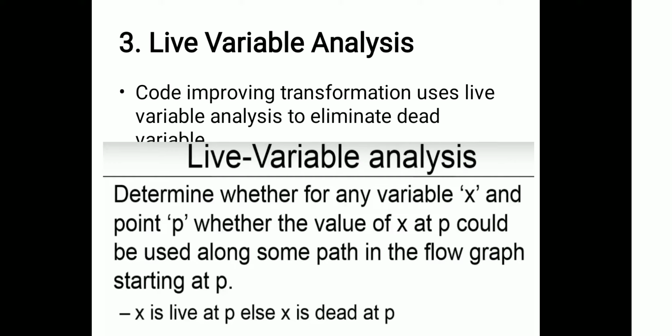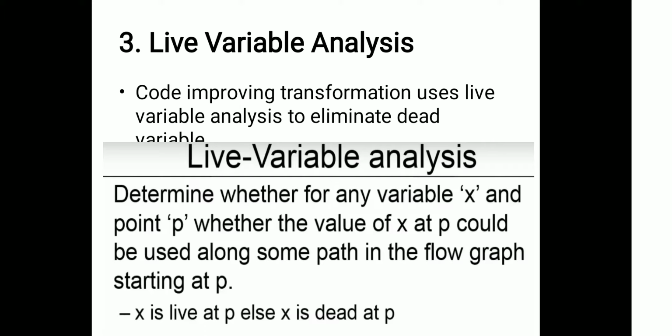Now, live variable analysis. The code improving transformation uses live variable analysis. So which variable is live and which variable is dead, okay. For this purpose, if a dead variable is there, we are going to eliminate that dead variable. So due to this we are going to do this live variable analysis. This data flow analysis has the property that we analyze which variable is live. So the next is the information on liveness we require over here. The code improving transformation uses live variable analysis to eliminate the dead variable.